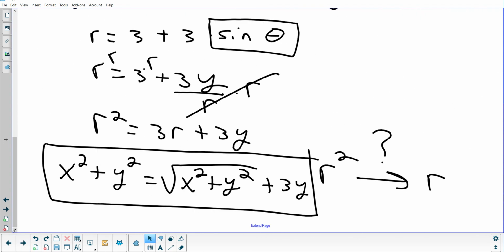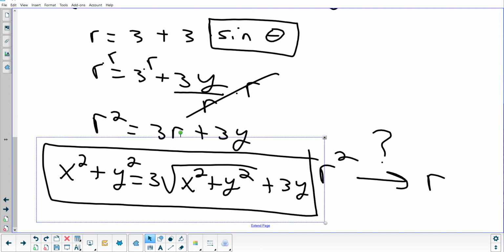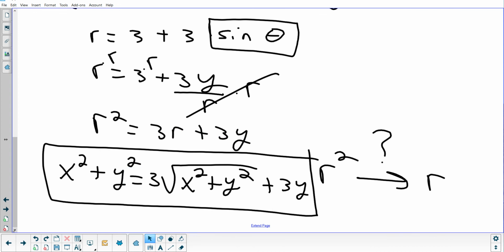Yeah. What did you do with the 3r? The 3. Oh, I just forgot the 3. I'm sorry. Oh. Thank you. So the 3 is still there. So r squared is x squared plus y squared. The 3 just gets copied down. This is what Jack said. It's the square root of r. And then the 3y gets copied down. Yes, it is important to keep that 3. Okay. Any question on that?